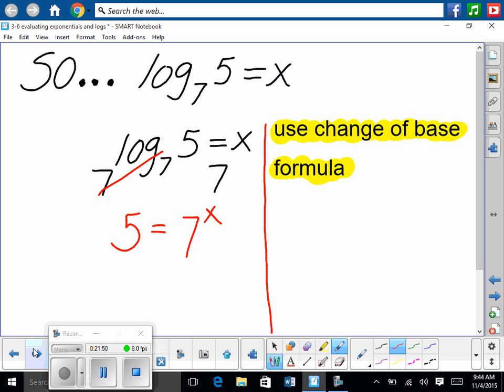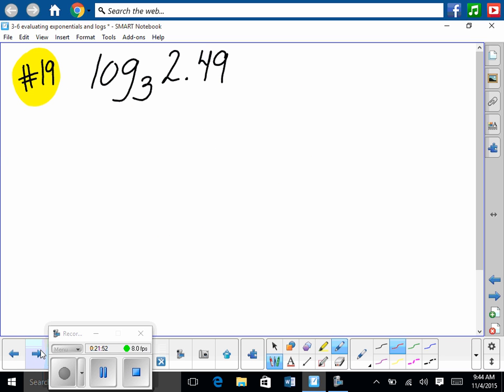So let's do number 19 on your worksheet. Here we go. We have log to the base 3 of 2.49. Now if we rewrote this using an exponential, just like we were at the beginning, we wouldn't be able to figure it out.